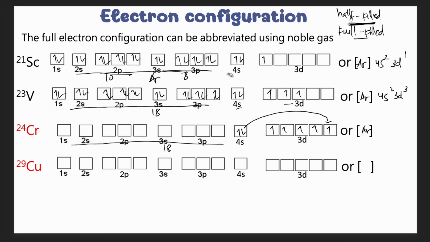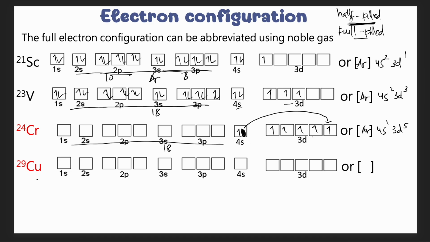So 4s1 only here. Okay, so this one we remove it here. So the electron configuration of chromium is 4s1, 3d5. So half fill of the d orbitals. This is more stable compared to having 4s2 and 3d4.